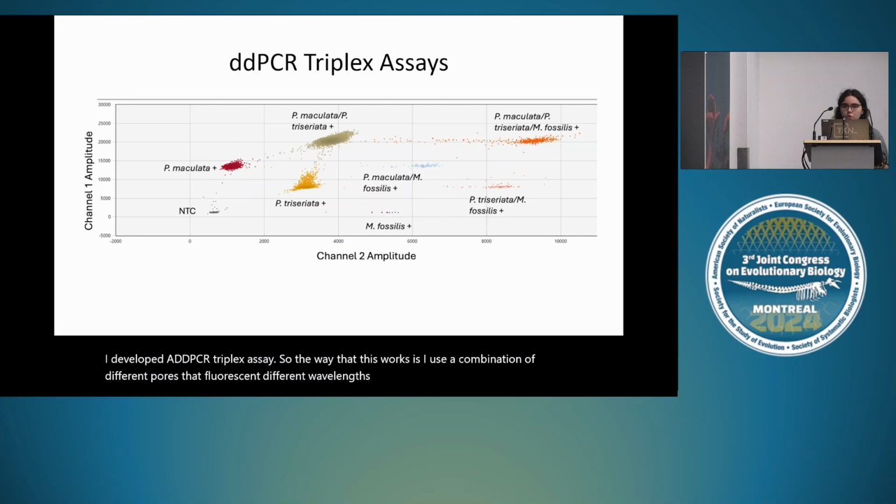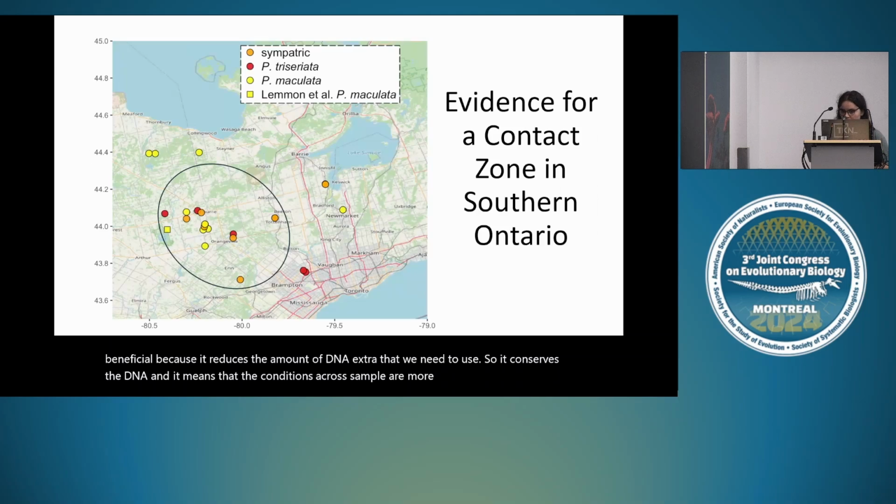So I had my two focal frog lineages as well as an internal positive control, which we used to test for inhibition. Using a triplex assay is beneficial because it reduces the amount of DNA extract that we need to use, so it conserves the DNA, and it means that the conditions across the sample are more similar.